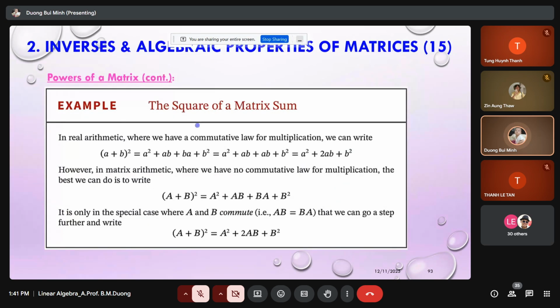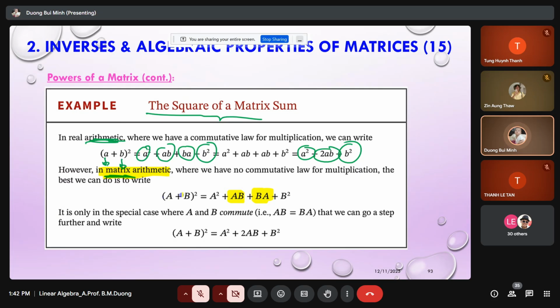Now we discuss the square of a matrix. If we consider real arithmetic, where A is a real number and B is a real number, not a matrix, then A plus B totally squared is A squared plus AB plus BA plus B squared, so you get A squared plus 2AB plus B squared. But if we have matrix arithmetic, we cannot do that, because matrix A times B will be different from B times A, excluding some typical cases.